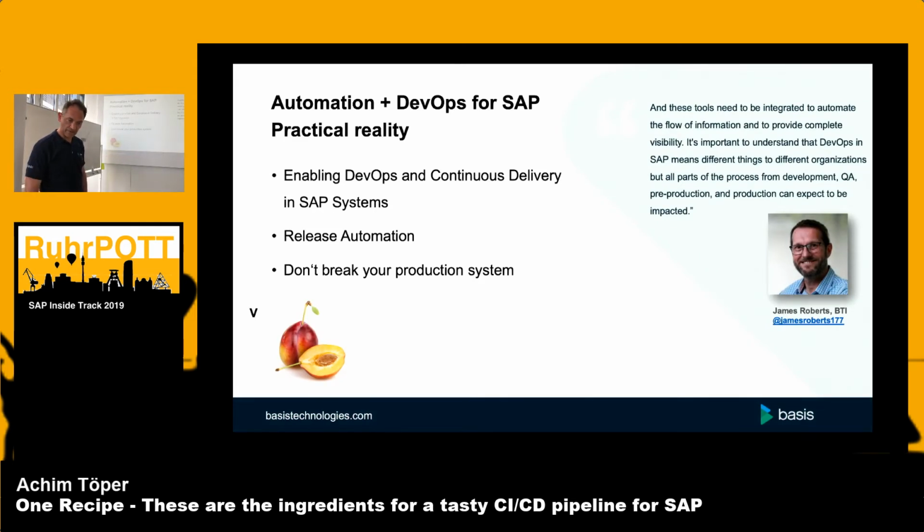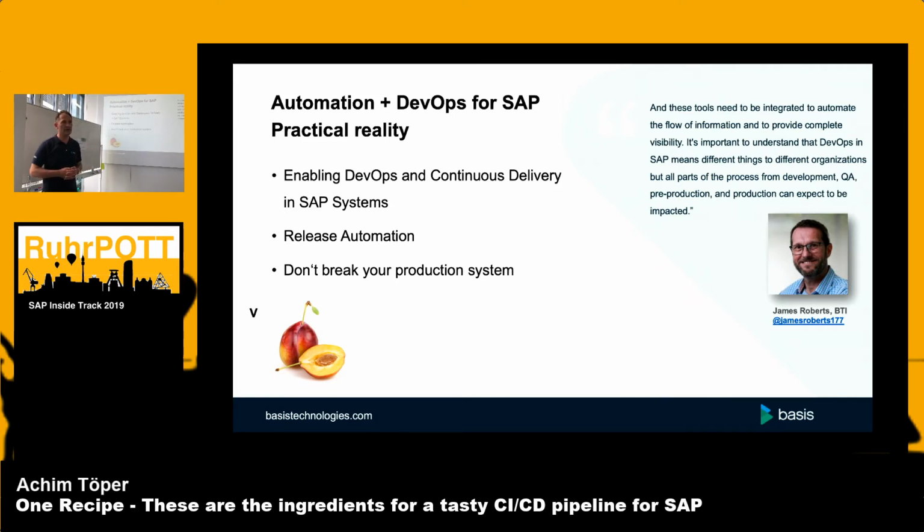Then let's go to some automation thing, and I brought a picture with me. Just a minute, and I'll show that picture also. So these tools need to be integrated to automate the flow of information and provide complete visibility. So visibility, transparency, limit the work in progress, that is very much needed here. We know, and we are convinced about that.